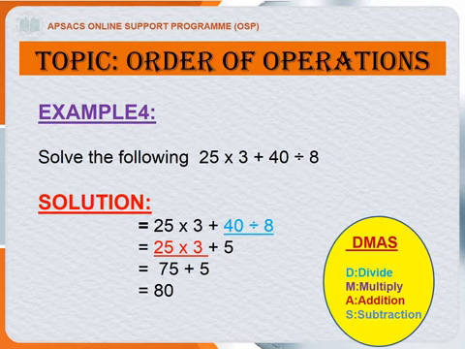That means we solve first division, then multiply, then addition and subtraction. Now look at the question. The three operations multiply, plus, and divide are given. So first of all, solve 40 divided by 8. Answer is 5. The next step, 25 multiply 3 plus 5. Now solve multiply. 25 multiply 3, 75, plus 5, answer is 80.